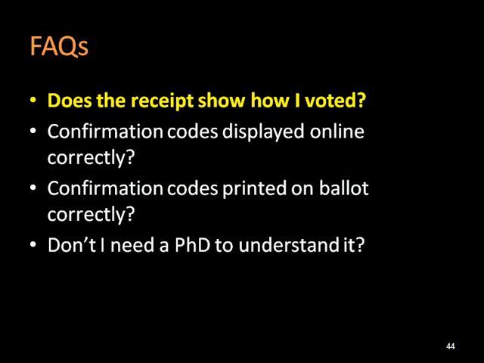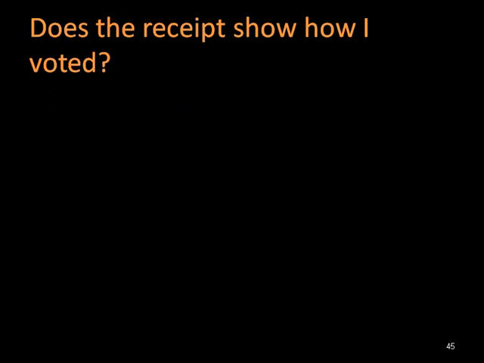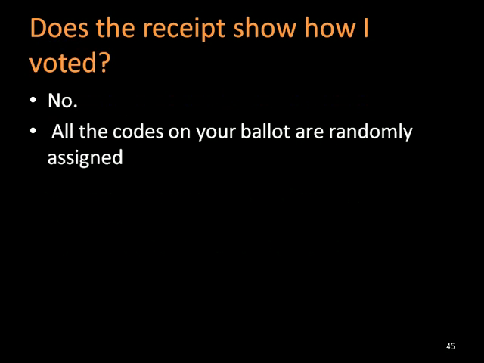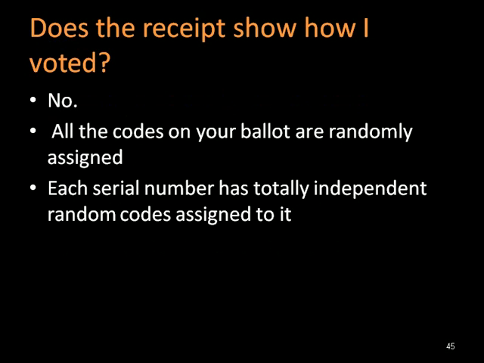First of all, does the receipt show how I voted? The answer is no. All of the codes on your ballot are randomly assigned. In addition, each serial number has a totally independent random code assigned to it. That means that if you mark the first person and receive a confirmation code, and someone else that you know also marked the first person and received a confirmation code, your respective confirmation codes will be different. In addition, someone seeing the confirmation code that you wrote down does not give them any information about who you voted for.